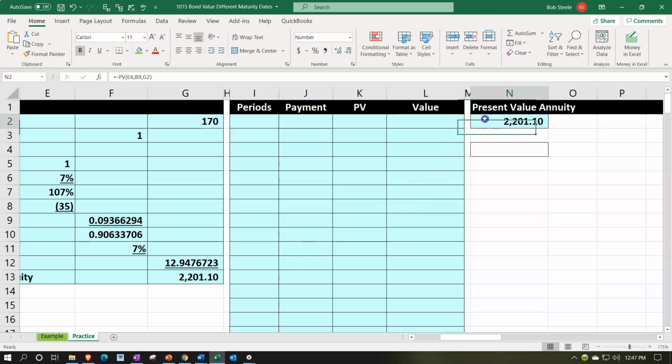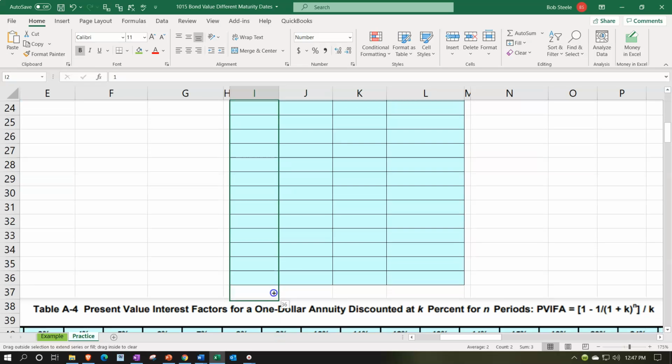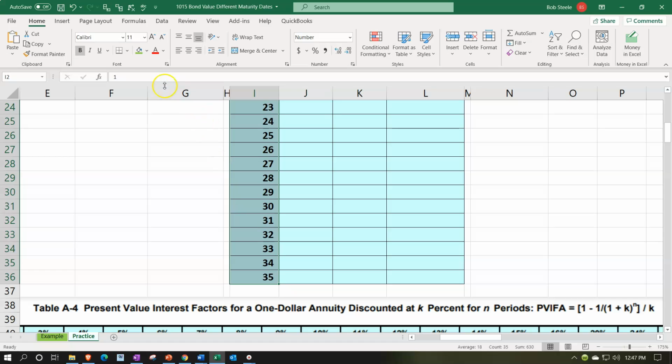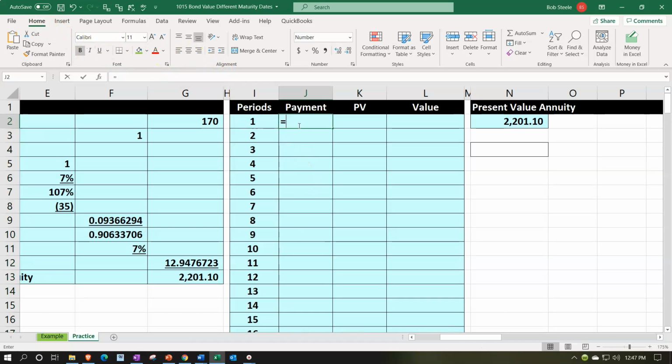We could break the annuity out to present value of 1 payments. So let's do that. That's good times. 1, 2, bringing this all the way down. Autofill, grabbing the autofill handle to autofill the 35 payments, centering it, home tab, alignment, center. Payment's going to be the 170. There's going to be 35 of them.